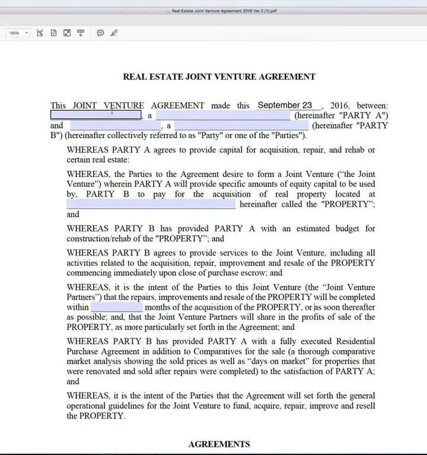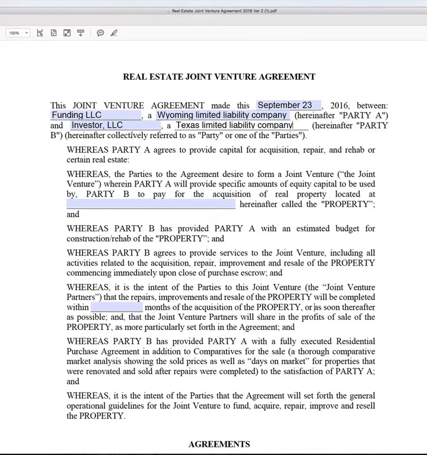So we'll go in here and we'll say the funder, we'll call this Funding LLC. Enter in the type, let's just say a Wyoming Limited Liability Company, hereinafter referred to as Party A, and Investor LLC, a Texas Limited Liability Company. All right, so that's Party B.